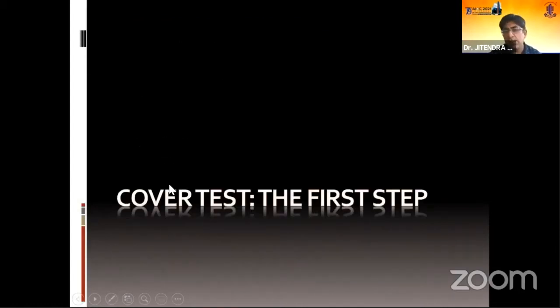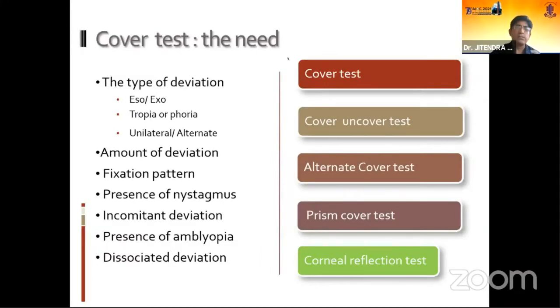And I think cover test is not just the first step, but in fact, cover test takes care of almost everything. So cover test is an umbrella test under which you have cover test, cover uncover test, alternate cover test, prism cover test, and corneal reflection test. So the types of deviation can be what exactly the cover test will do. It will tell you whether it is eso or exo. So you do a cover test, and when you cover the eye, if the eye comes from out to in, it is exotropia, and if it comes from in to out, it is esotropia.